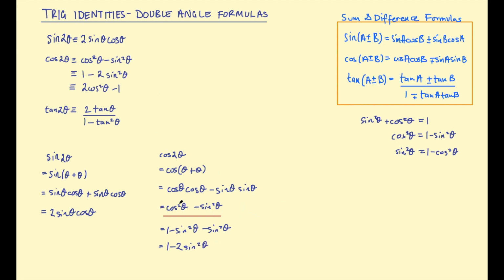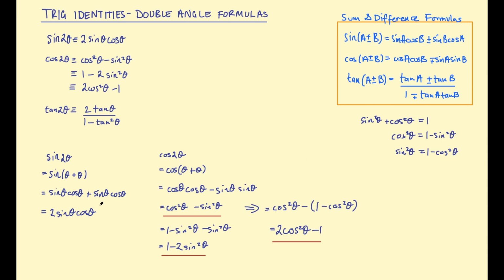And if we take this expression again and substitute in 1 take cosine squared for sine squared, this would be cosine squared theta subtract 1 take cosine squared theta. And then this is cosine squared plus cosine squared, which is 2 cosine squared theta, take 1, and that's our last identity. So in that example, we have 3 identities we need to be aware of.